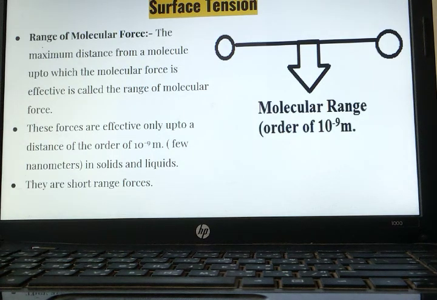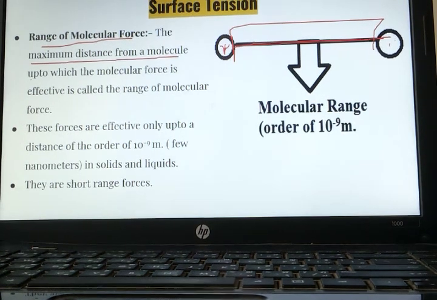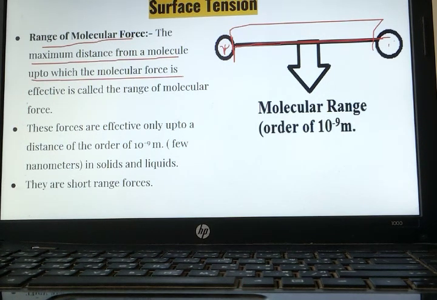Next one is range of molecules. Range of molecules means what? Take for example, one molecule is over here and one molecule is over here. It is the maximum distance up till which there will be cohesive force or adhesive force, or intermolecular force. If this molecule is over here and this molecule is over here, then only this force will be there. So it is the maximum distance from the molecule up to which molecular force is effective.